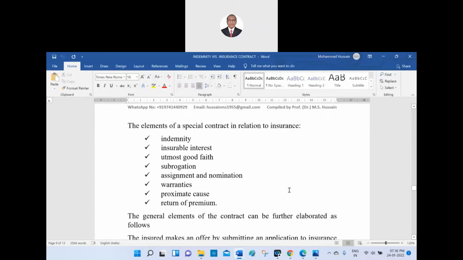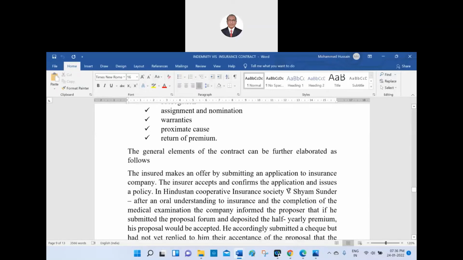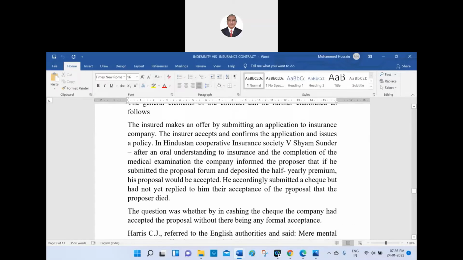These are all the things that we studied in the general principles of insurance. The general elements of the contract are further elaborated as follows. The insured makes an offer by submitting an application to the insurance company. This is the ordinary procedure. The insurer accepts, confirms the application, and issues the policy.